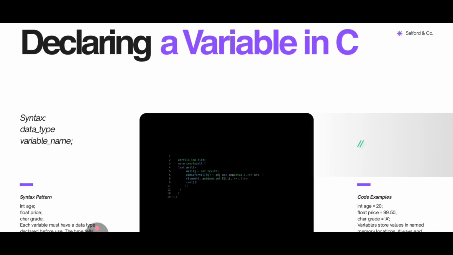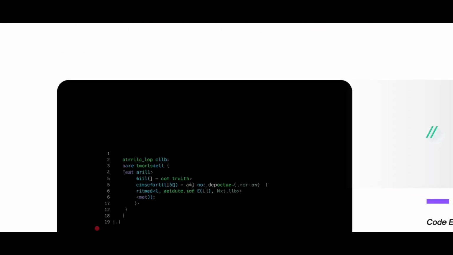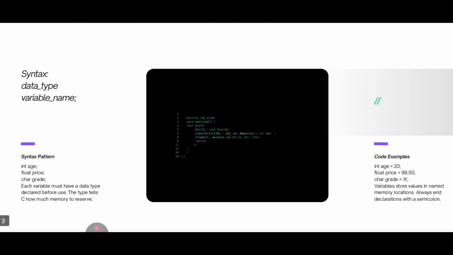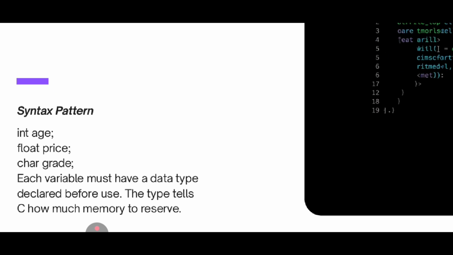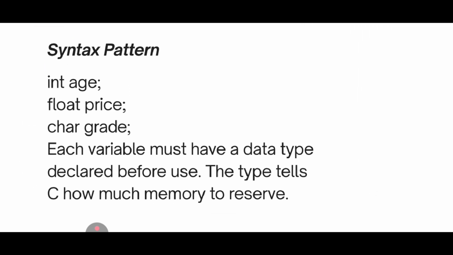Now, declaring a variable in C. So now that we know what a variable is, let's look at how we actually create one in C. The syntax of declaring a variable is very simple: data type and variable name. The data type tells the compiler what kind of data this variable will hold, whether it's an integer, a decimal, or a character. And the variable name is the identifier we will use to refer to it in our code.